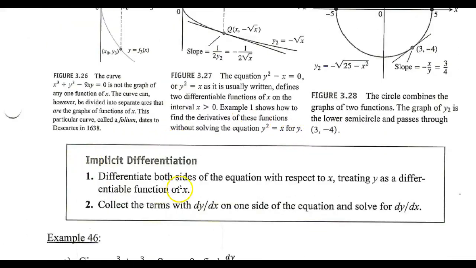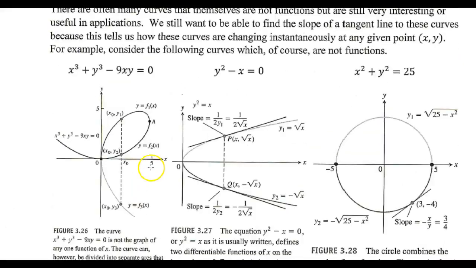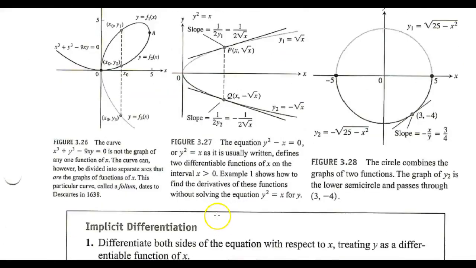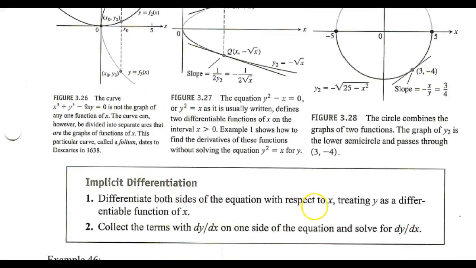So the way you do that is you leave the equation the way it is. I would leave each one of these equations the way they are, and I would differentiate both sides of the equation with respect to x. However, every time you come across a y, you have to remember that that itself, if we could solve for y, would be a differentiable function of x. So you have to use the chain rule whenever you come across a y. Just remember that. And then you collect the terms with dy/dx on one side of the equation and solve for dy/dx. In other words, this step 2 is just algebra. It says treat dy/dx as a variable and solve for it.